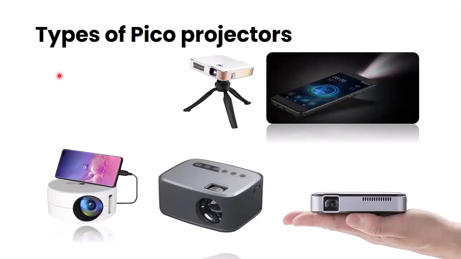Now you have types of Pico projectors. You can see that they are all small projectors, but they have some special properties, and then we classify them as different types of Pico projectors. If you look at this one, it is standing by itself. So that one is called a stand-alone projector. This is the stand-alone projector.